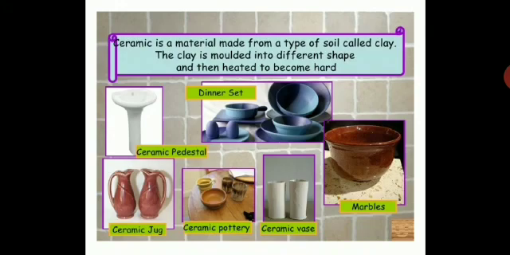Ceramic is a material made from a type of soil called clay. The clay is molded into different shapes and then heated to become hard. So over here you can make so many things of ceramic: jugs, pedestals, dinner sets, marbles, vases, and pottery. So many things you can prepare out of ceramic.